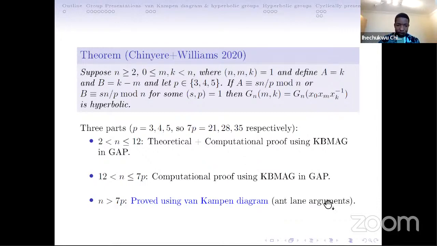And I'm trying to get my camera to leave this the way. Okay, that's good now. So I'm going to describe the proof of this case using Van Kampen diagrams.